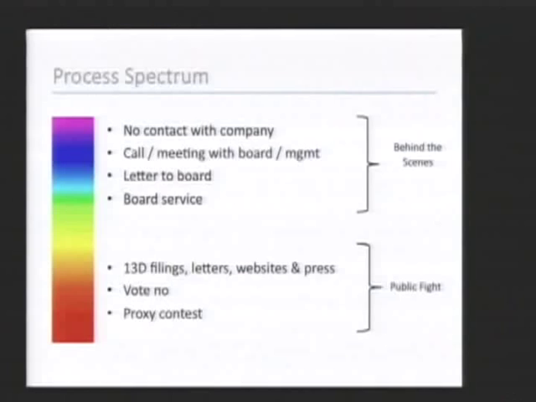The process spectrum ranges from doing nothing all the way up to actively contesting and trying to replace board members. I talked a little bit about this earlier. We have found over time that the most effective way to get what you want accomplished is behind the scenes. That's ValueAct's philosophy. We've developed it over time. For us, it's just a truism that people will do what you want if they like you and if you haven't publicly humiliated them and done some grandstanding, and if you don't take credit publicly for everything that goes right with the company and throw them under the bus for everything that goes wrong. That's not a good way to get people to do what you want.